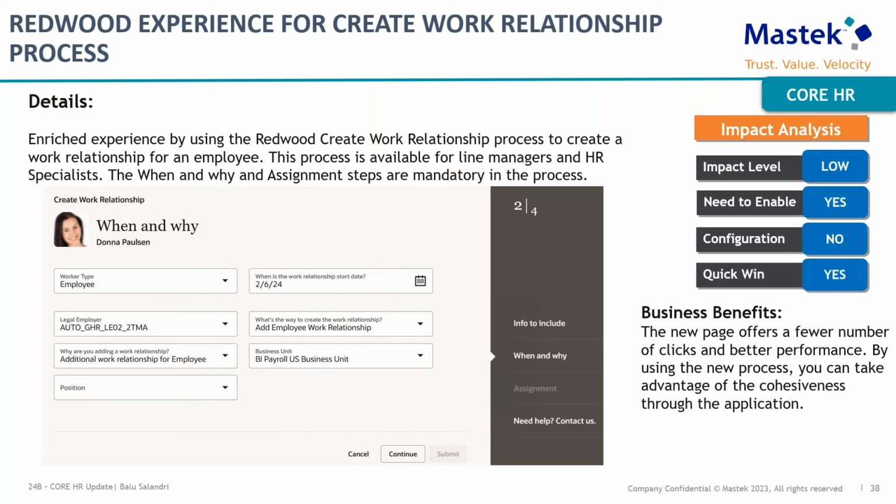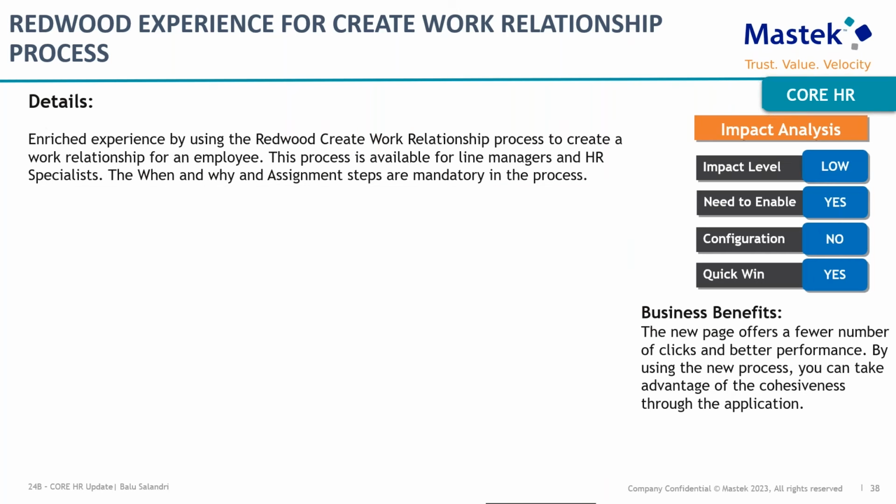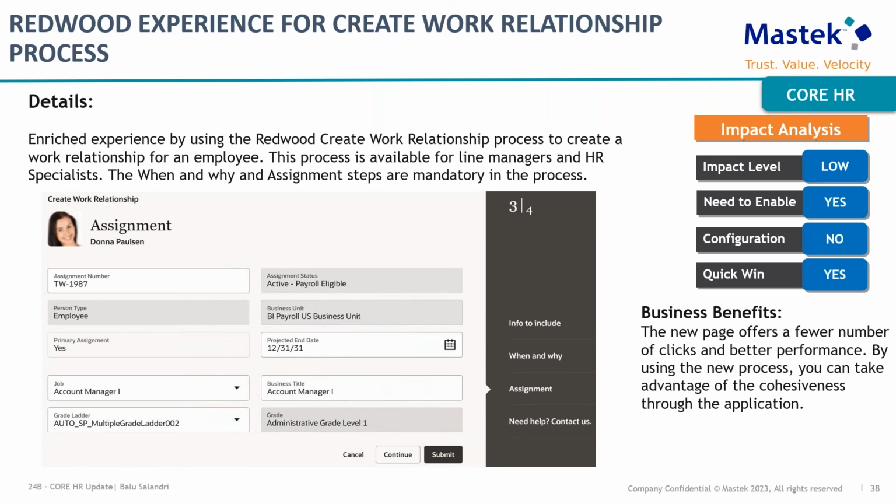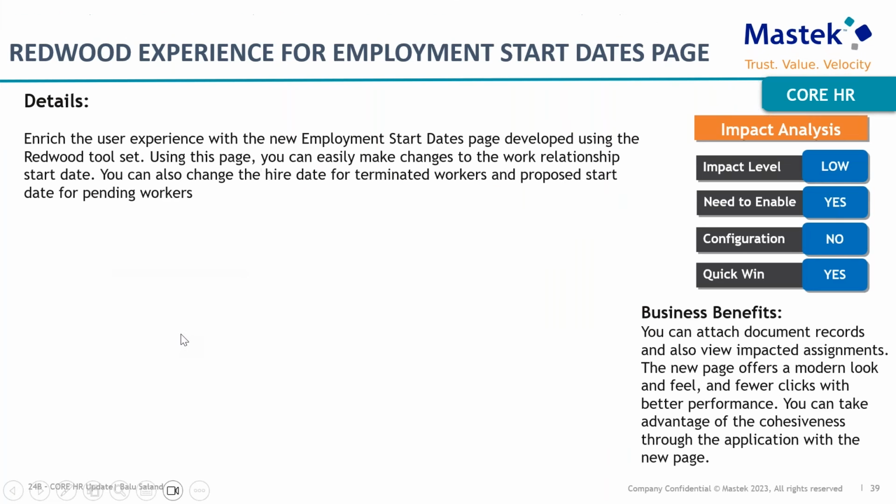So when you navigate to My Client Groups, Quick Actions, and Work Relationship, then this Redwood UI will open for any transaction. So this is how we can create a work relationship, add the assignment details and everything else, and submit the transaction.